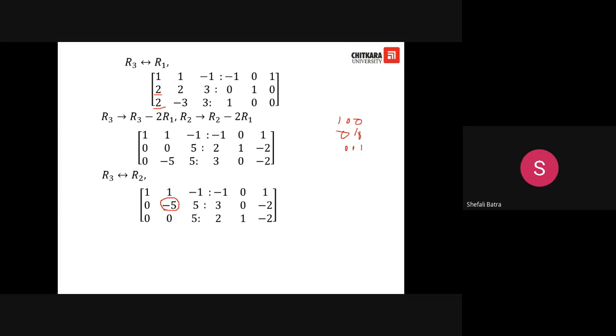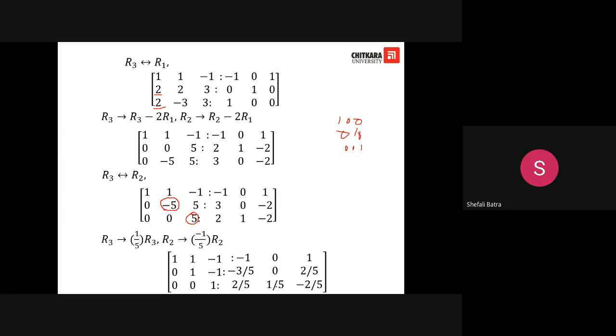Next I need to make this a 1. So what we can do, we can multiply R2 by minus 1 by 5 and similarly multiply R3 by 1 by 5 to make this entry a 1. So we are applying 1 by 5 times R3 and minus 1 by 5 times R2. After doing this, we are at this step. Now this 1, 1, 1 is done.